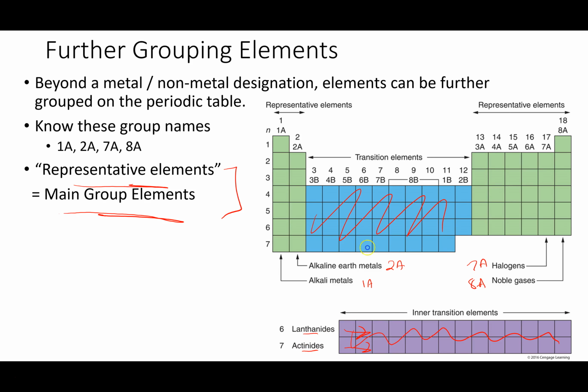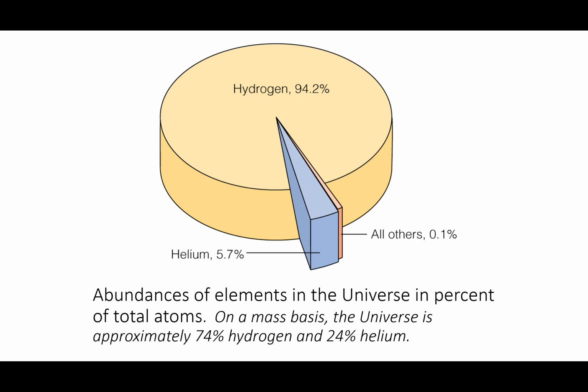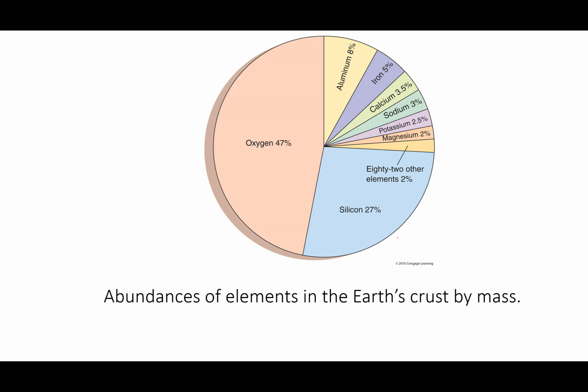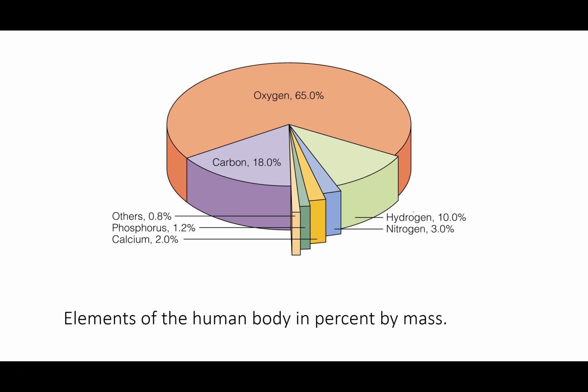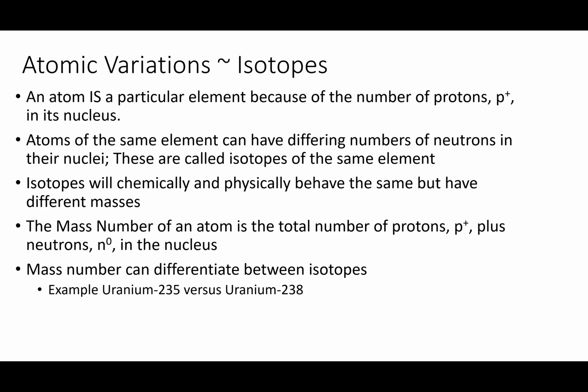So know those. The most abundant element in the universe is hydrogen. The most abundant element in Earth's crust is oxygen. The most abundant element in the human body, now this kind of grosses me out to take a human body and break it down to different elements, but that's what it is, oxygen.